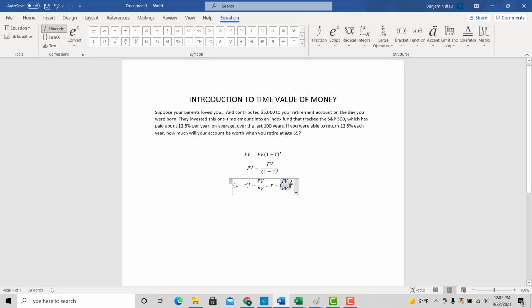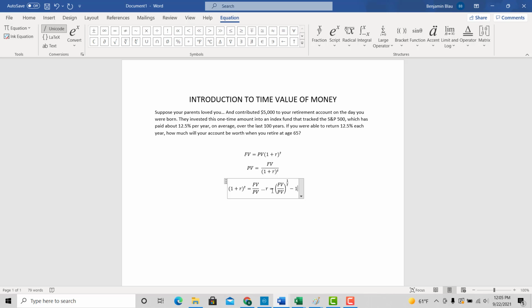So R then is equal to the future value over the present value raised to 1 over t, and then I just have to subtract 1. Okay. So this is the formula to find some rate of return. Think of a problem where you might want to find some rate of return.